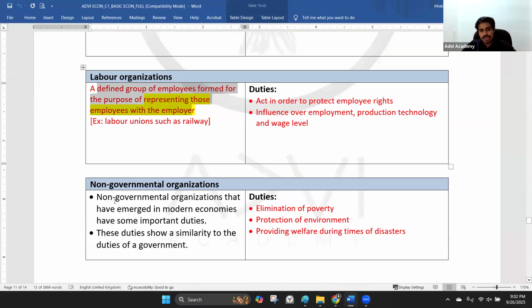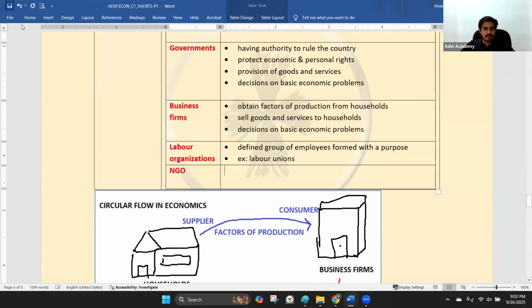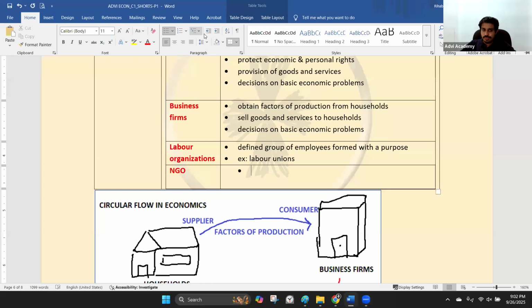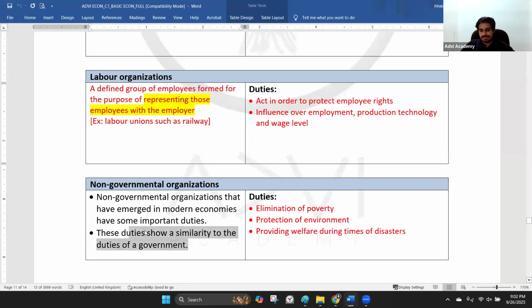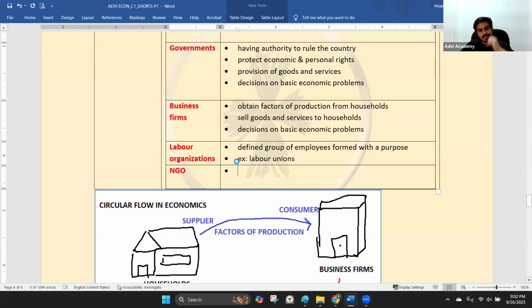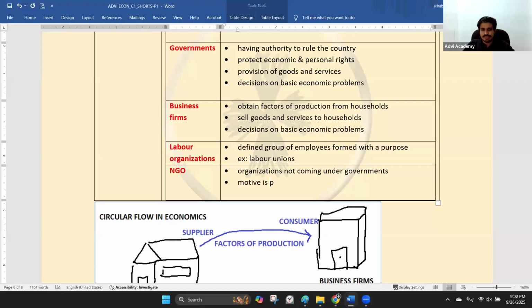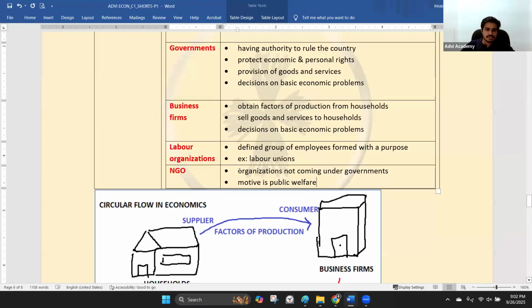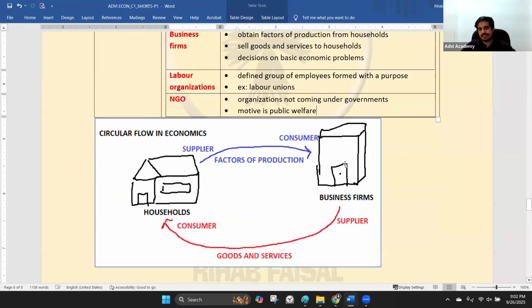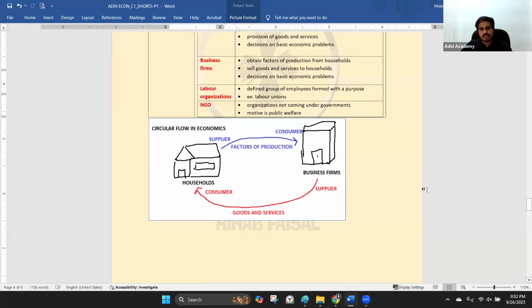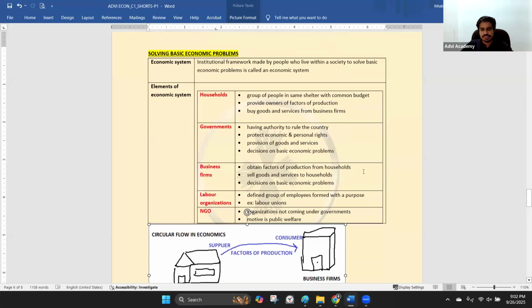And finally, non-governmental organizations are organizations not formed under the government, but with public welfare as their main target. So you can say organizations not coming under governments. Their motive is basically public welfare. Like government, their motive is public welfare, but they don't come under the governments. So that's the summary of the elements of economics.